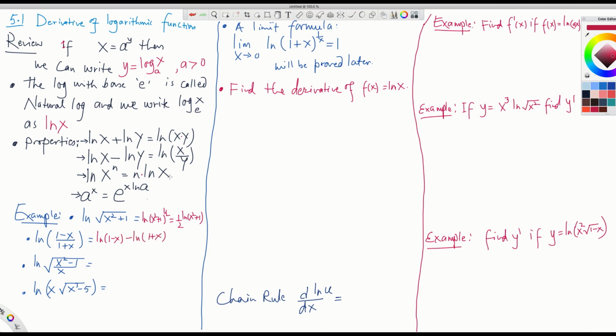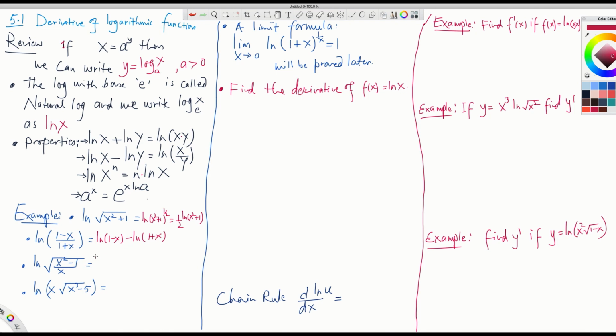Because there is the quotient, this difference can be combined into a quotient, and then a quotient can be broken down into a difference. Similarly, the sum can be combined into a product, but the product can be broken down into sums, and so on, okay? So how about here?